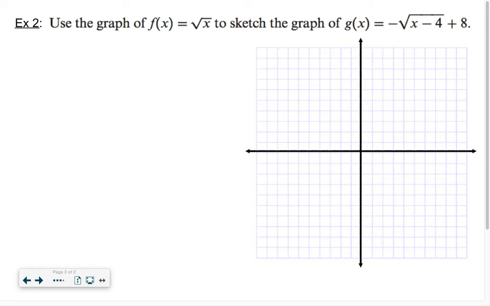So for example number 2, we're going to do all of these in one. We are going to use f of x, which is equal to the square root of x, and we are going to apply these transformations to the g of x. Let's begin by plotting f of x is equal to the square root of x again. There it is.